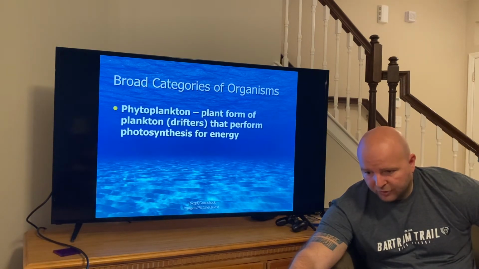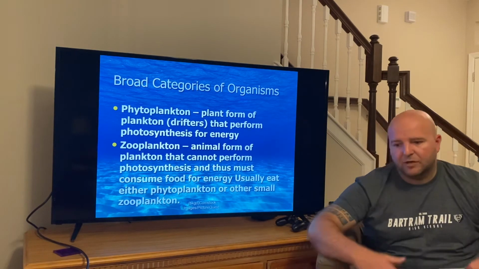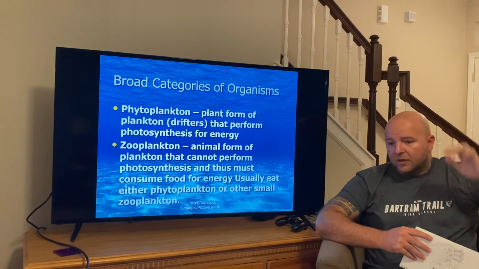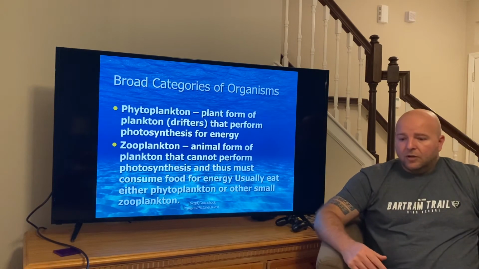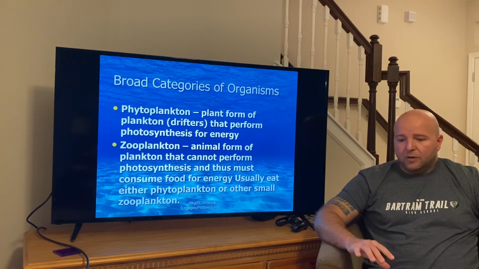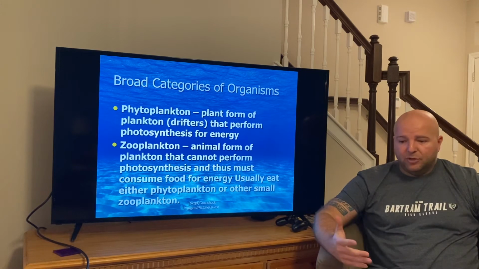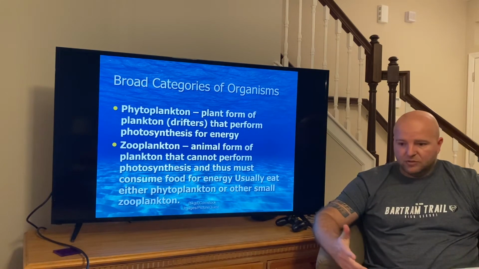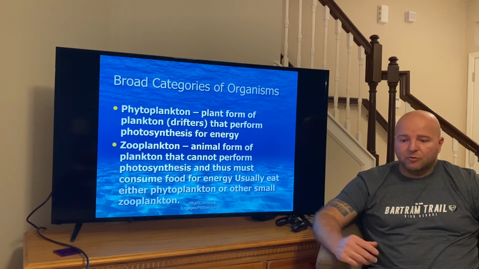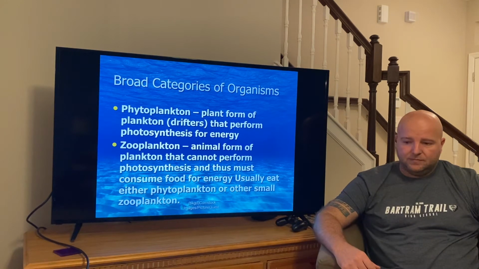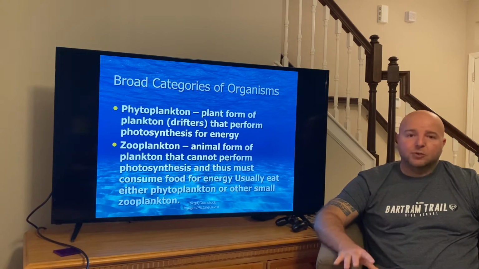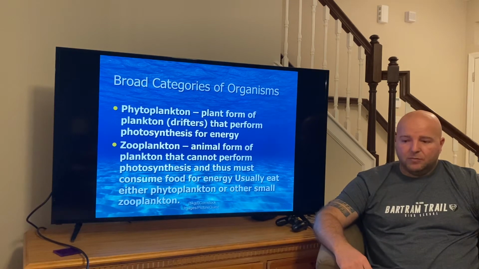All right, now a little bit more about these plankton. We've got our phytoplankton and our zooplankton. Phytoplankton are a plant form of plankton, again, which means drifter. So these are plankton or drifters that perform photosynthesis. They are a major part of most of our marine ecosystems. It's the base of the food chain, incredibly important.